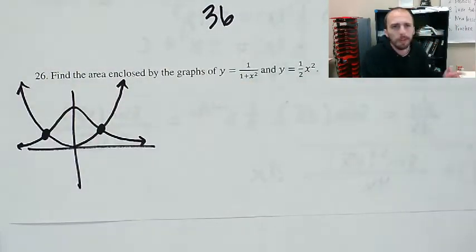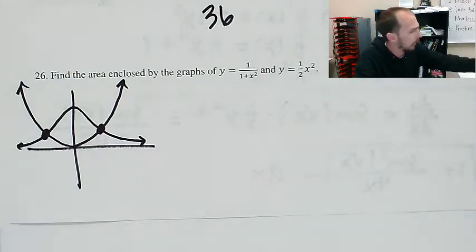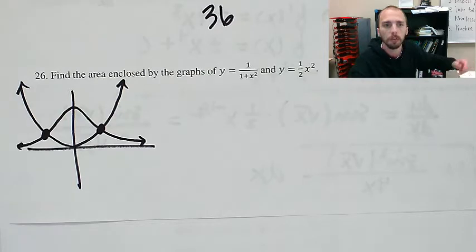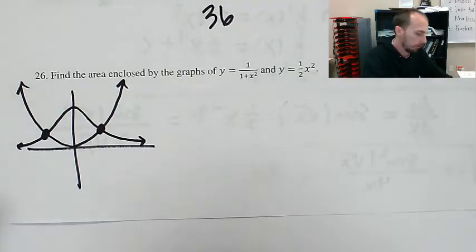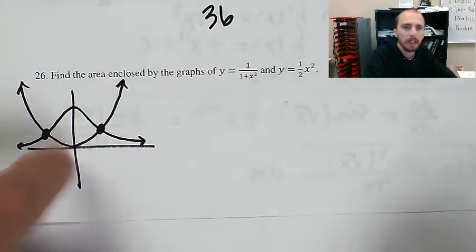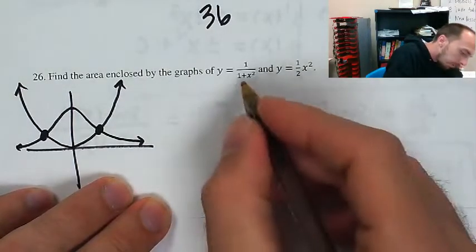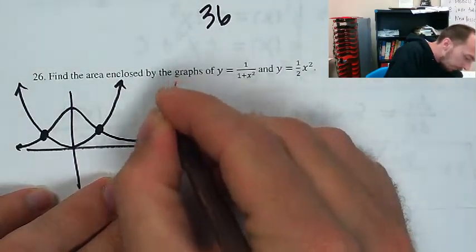This thing, based on the squares, I know it's got to have that symmetry across the y-axis, so I'm probably just going to find the one, but we'll probably see in the algebra also that whatever this is, the other will be the negative of it. So 1 over 1 plus x squared equals 1/2 x squared.